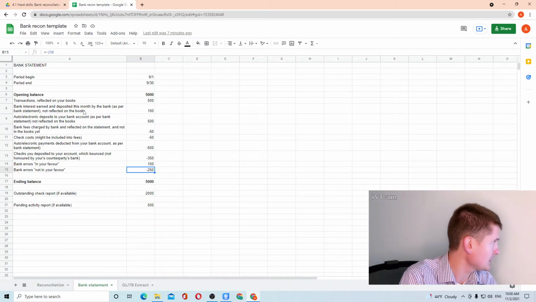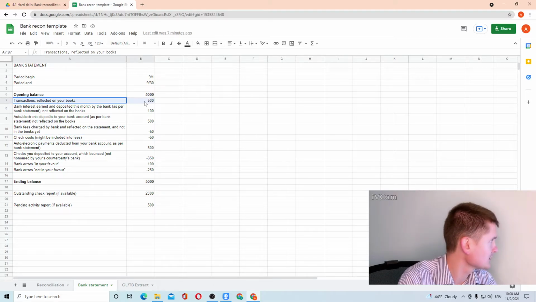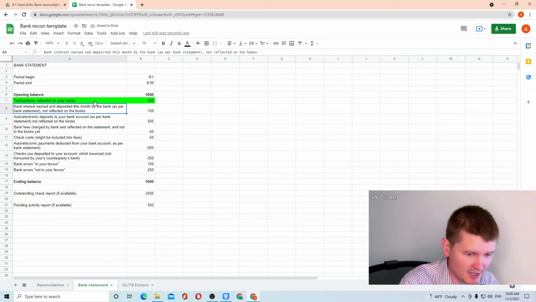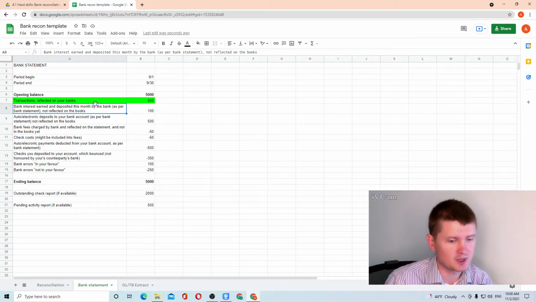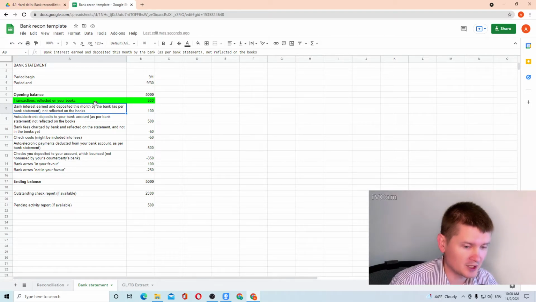Let's see, you can usually find the amount on your bank statement. For example, this one, a transaction reflected on your books, so that's already reflected. We could have matched it with the bank statement. There might be a list of many transactions, and if we want to, we can match. If our reconciliation doesn't work, at the end we probably need to match those transactions.